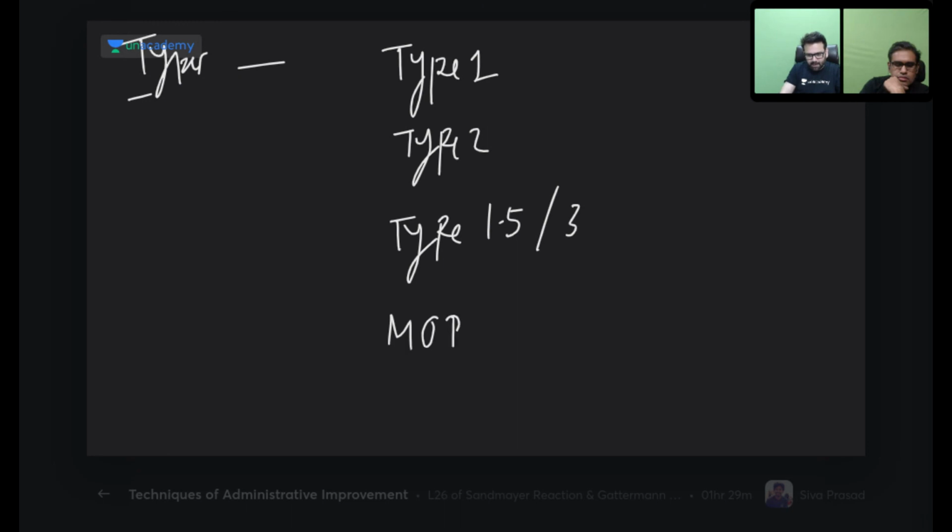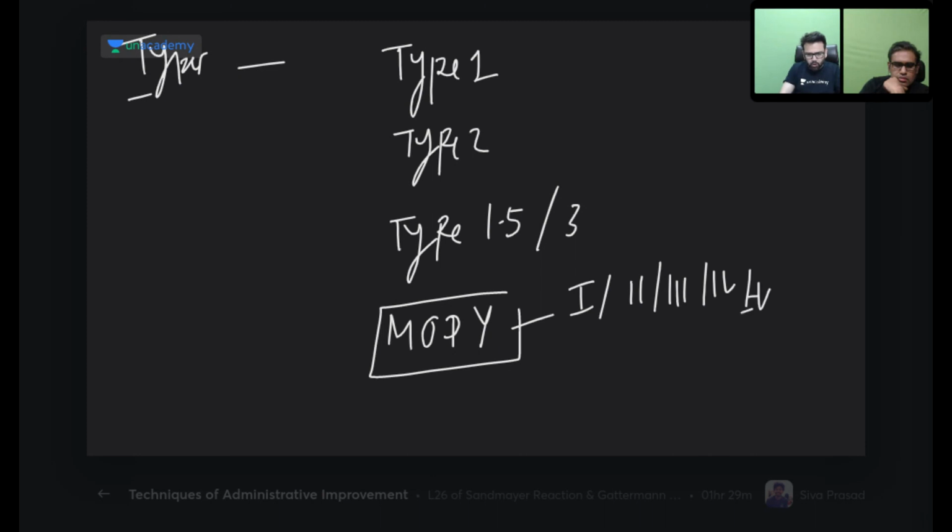It is of so many types, like type 1, type 2, type 3, type 4, type 5. There are so many types of MODY. So 1, 2, 3, 4. One cause is autoimmune. This is multigenic. It is type 1.5 or type 3. Then MODY. What else?